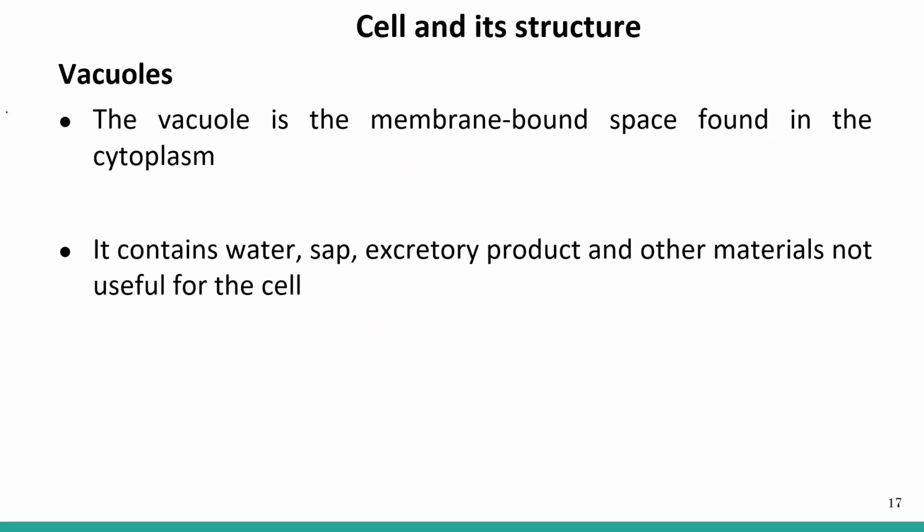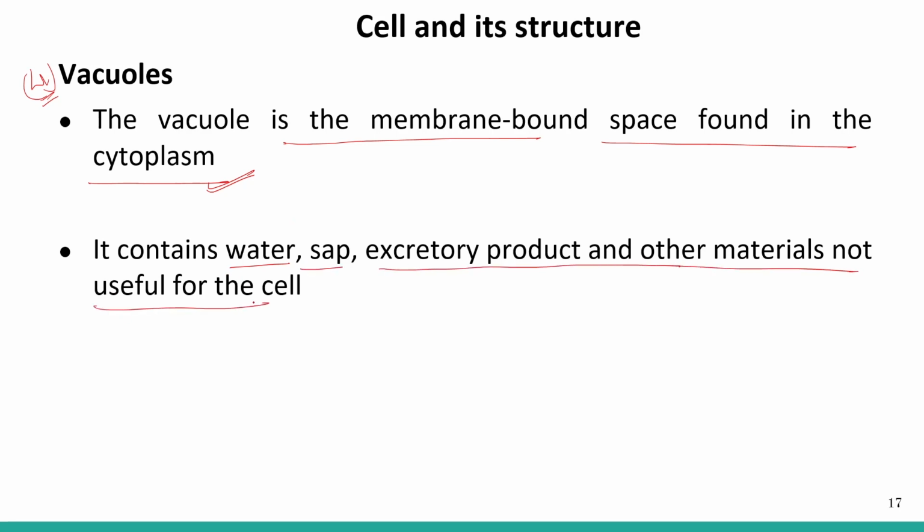The fourth one is the vacuoles. The vacuole is the membrane-bound space found in the cytoplasm. It contains water, sap, and excretory products and other materials not useful for the cell. So whatever substance gets synthesized as a byproduct, not as a main product, which is not useful for the cell, gets stored inside the vacuoles. So whatever the excretory products, sap and extra water get synthesized, that gets stored in the vacuoles.